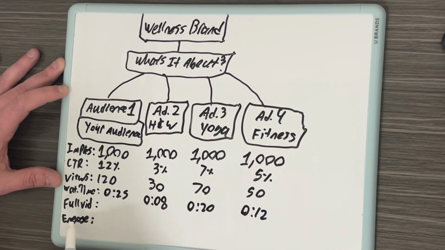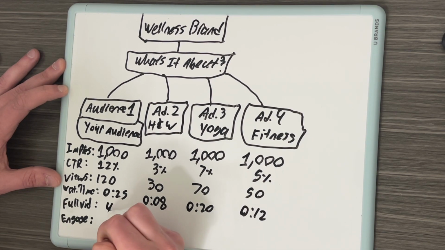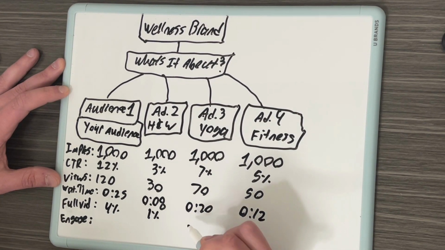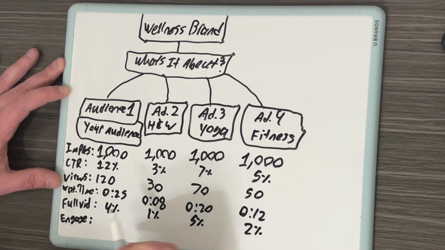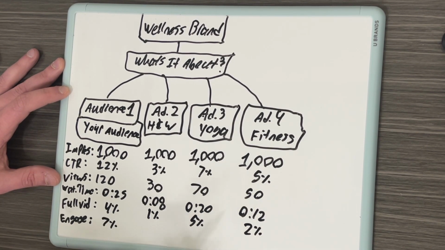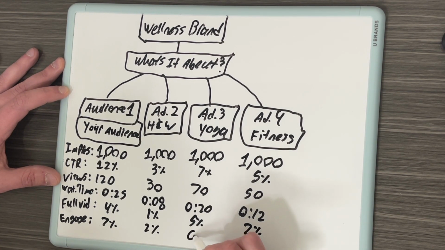And then what percent of people watch the full video? We're just going to say 4%, 1%, 5%, and 2%. And then what percent of them were engaged? We'll say 7% engagement rate. That means 7% of people either liked, commented, shared, or whatever the engagement factors are for that platform. We'll say this one was 2%, 6%, and we'll say 6% again.